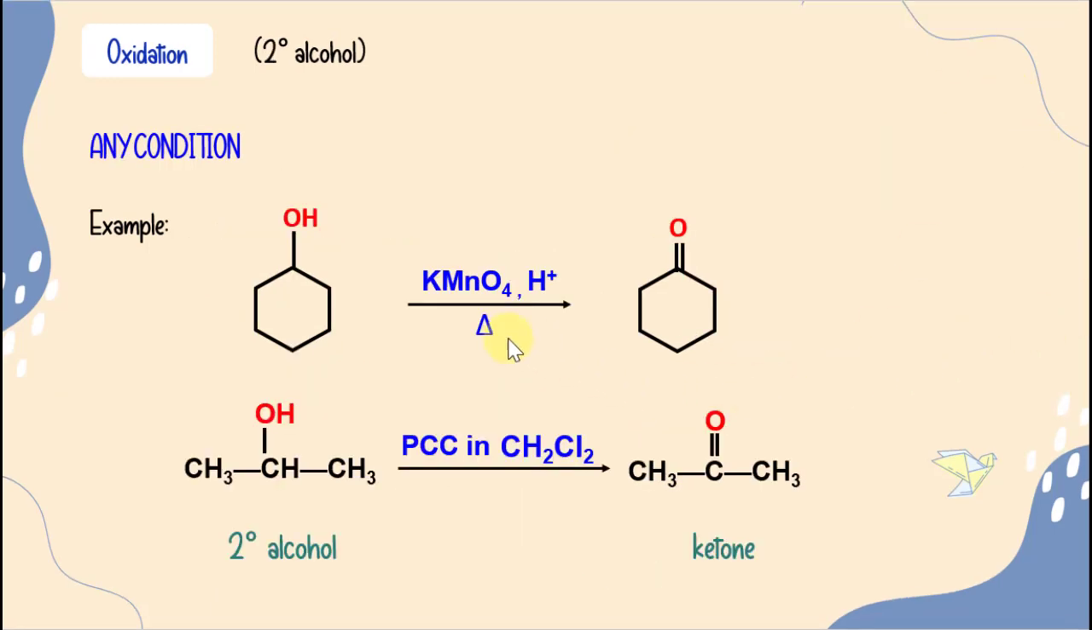For the secondary alcohol, since on the carbon bearing the OH group, so here, we have only one hydrogen attached to it. So for the secondary alcohol, hanya ada satu saja hydrogen attached to the carbon bearing the OH group. So at any condition, alcohols will be converted into ketones. So tak kisahlah kita pakai harsher condition ataupun mild condition, kita tetap akan dapat ketone.